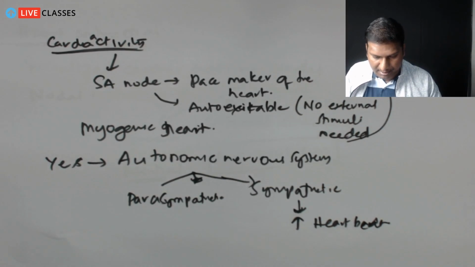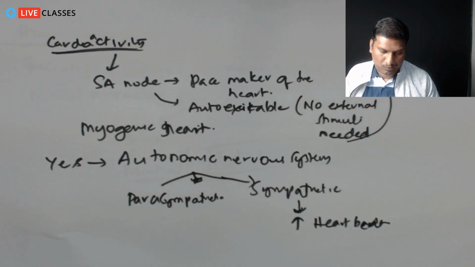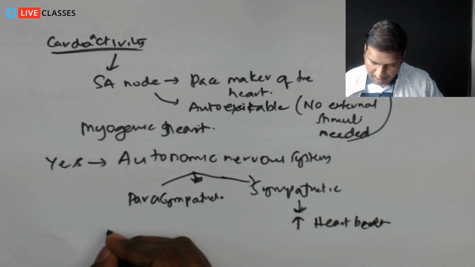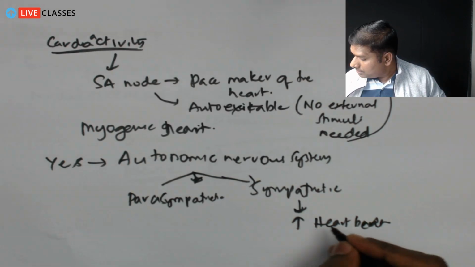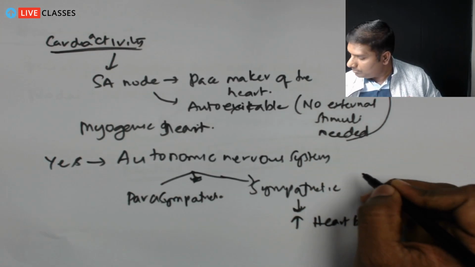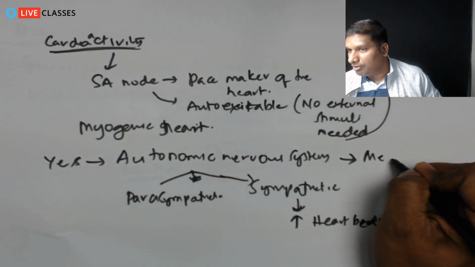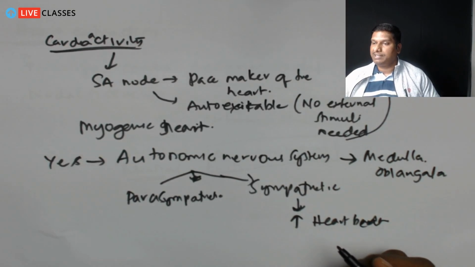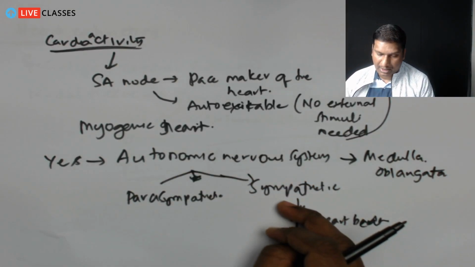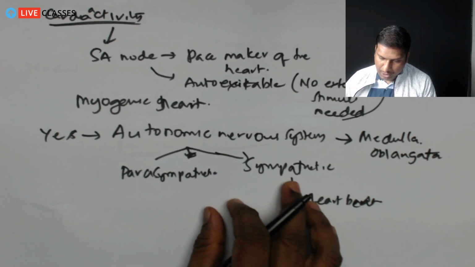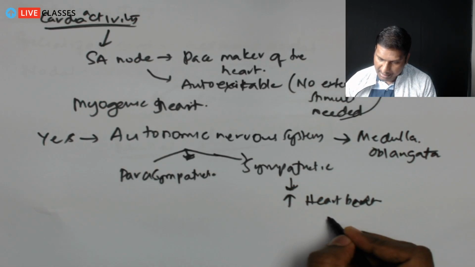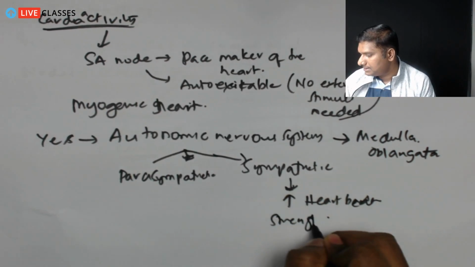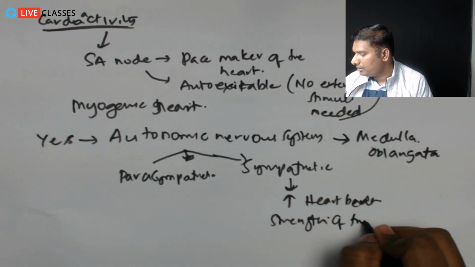So the parasympathetic nerves are under the control of the medulla oblongata, which is a part of your autonomic nervous system. The signals through the sympathetic nerve can increase the heartbeat. Sympathetic nerves increase the heartbeat, and they even control the strength of the ventricular contraction.